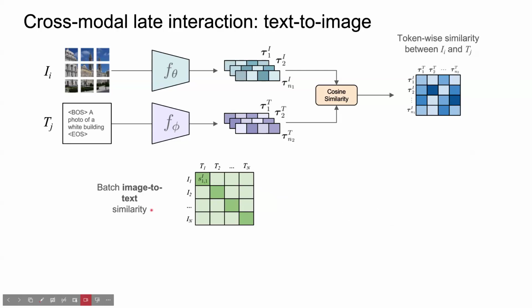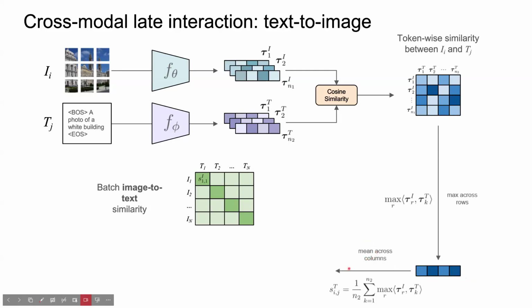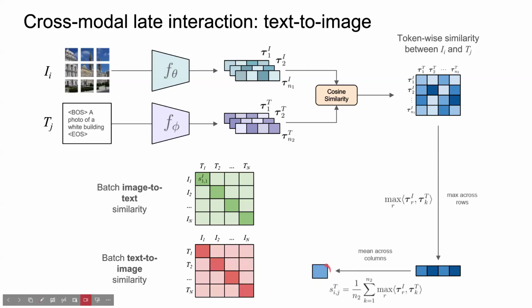Now, for text to images, the procedure is actually very similar, but instead of taking the maximum value across the columns, we now take the maximum value across the rows. So the result is a row vector of size N2, which is further reduced by taking the average across all of its elements. And the resulting number is an entry in the text to image similarity matrix for the whole batch.